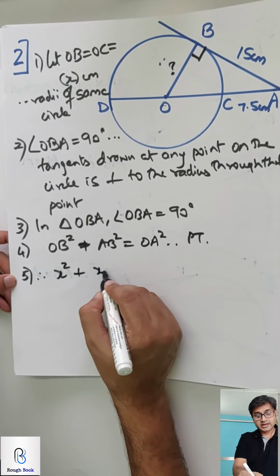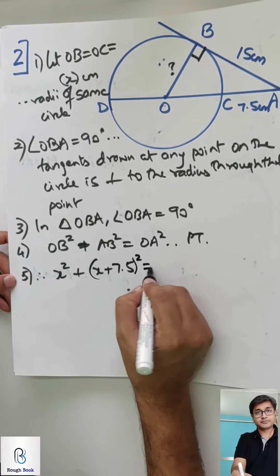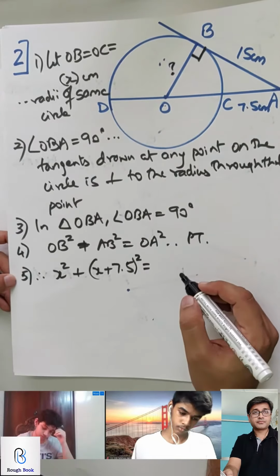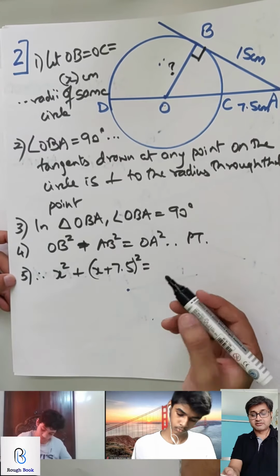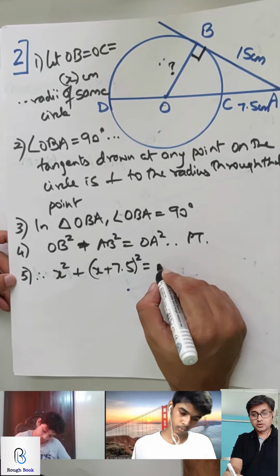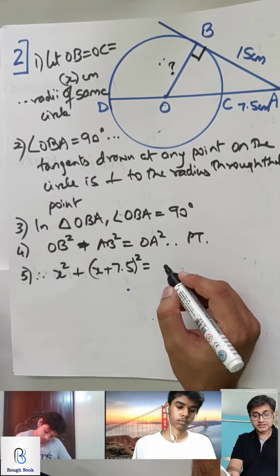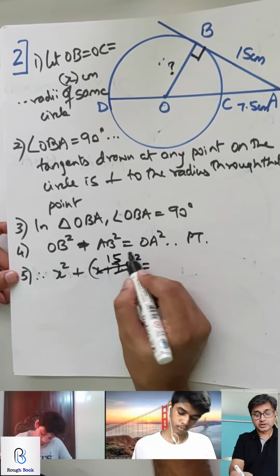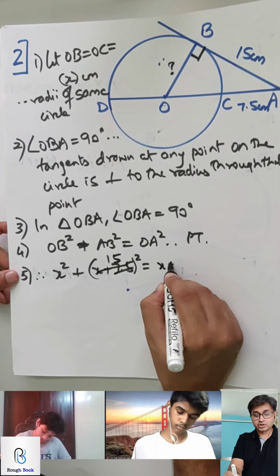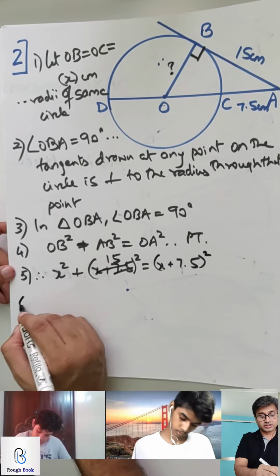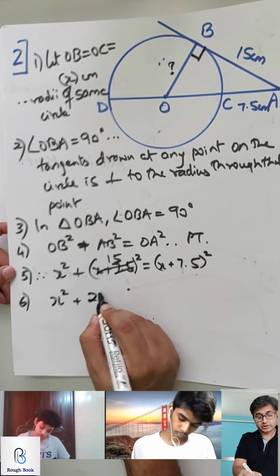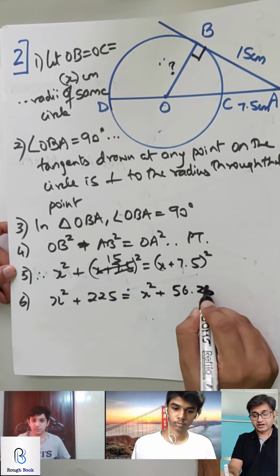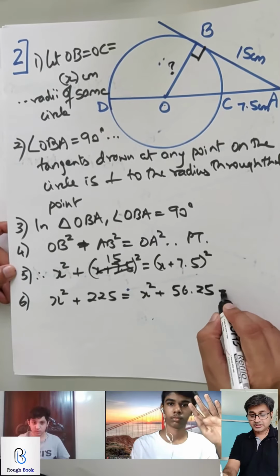So x square, x plus 7.5 square is equal to, oh I messed up, x square plus 15 square it should have been. So OB plus AB, that is 15 square, and OA, that is going to be x plus 7.5 square. So let's solve this. So I'll get x square plus 225 is equal to x square plus 56.25. Done, great. So let me see if I am doing it correct.